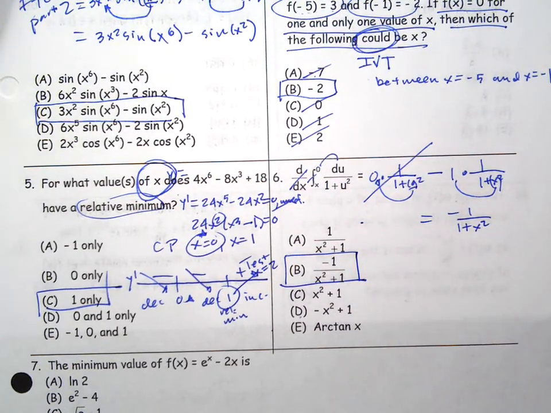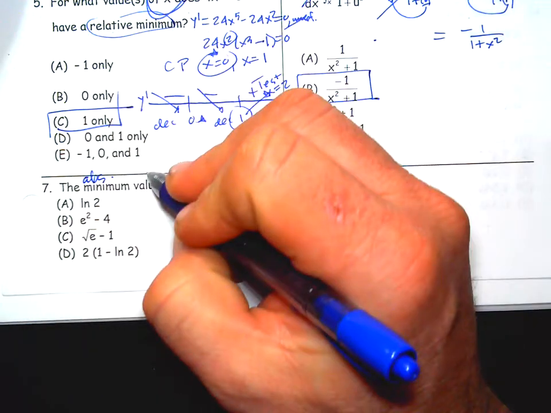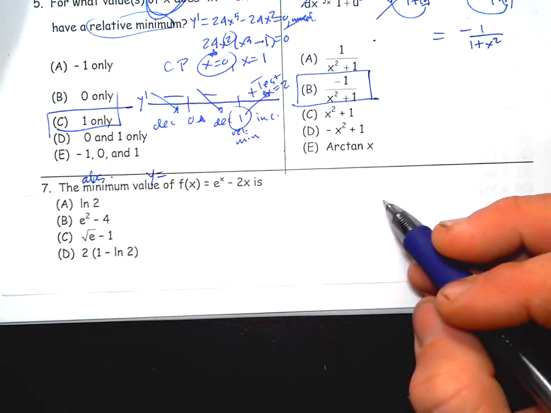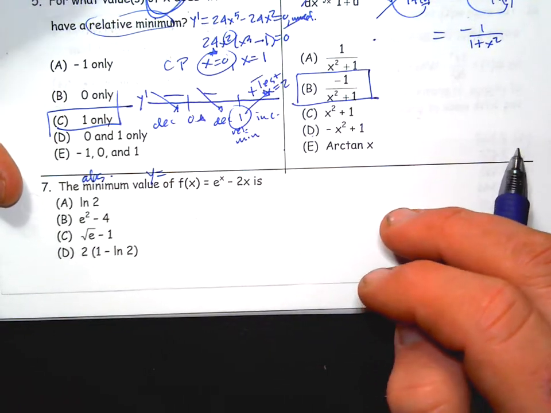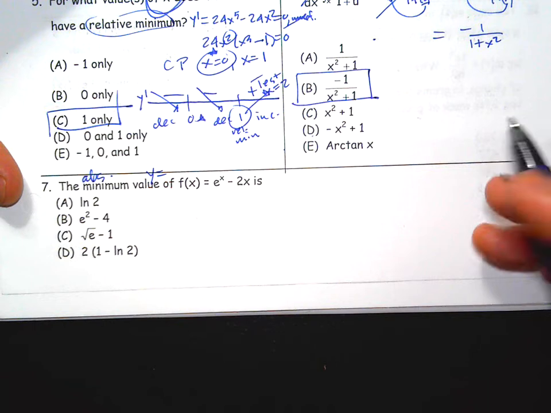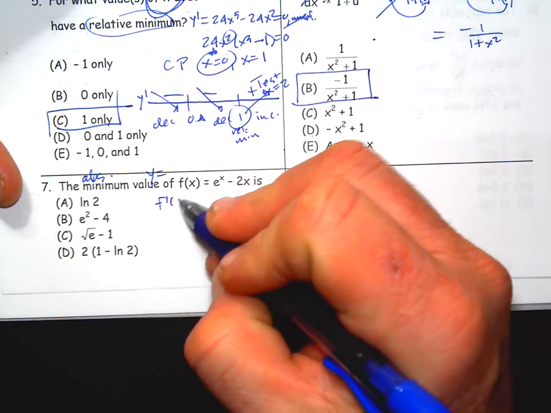There we go. B, C says the minimum value. So that means absolute, and we're looking for the y value here. We don't have any endpoints, so we can't do extreme value theorem. We could try and use the table to analyze it, or we could try and do first derivative test. Either way, we still got to find critical points.